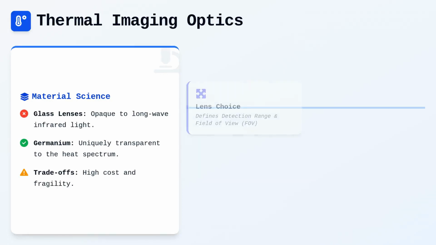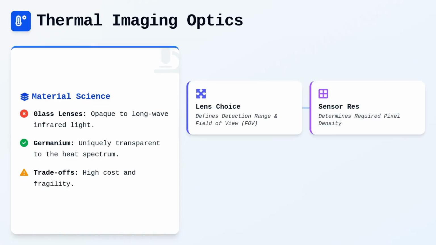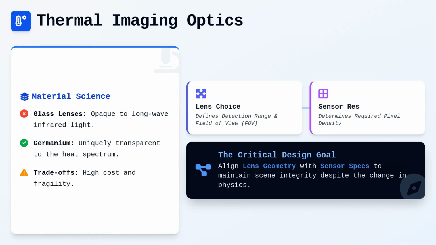When selecting a thermal lens, you are essentially determining your detection range and field of view, much like with optical optics. However, you must pair this choice with the sensor resolution to maintain the necessary pixel density for your specific detection or identification requirements. The geometry of the scene remains a critical design consideration, even when the underlying physics of the image acquisition changes from visible light to thermal energy.